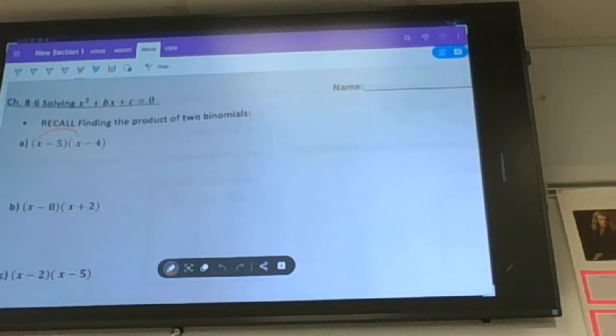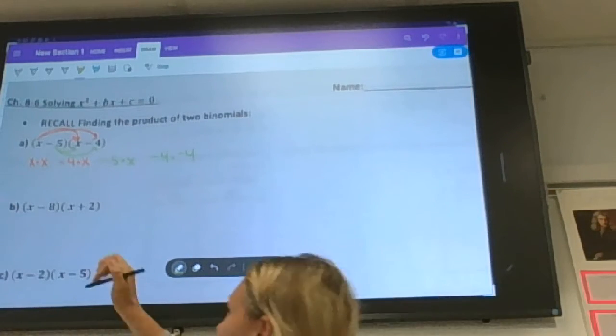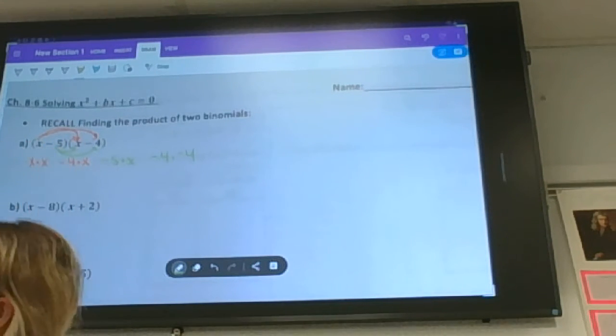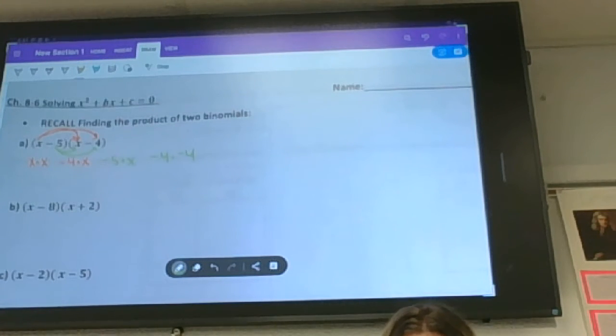So I would do x times x because they're the first two terms. X times -4. So you fully distribute the x. And then you distribute the -5. -5 times x and -5 times -4. So you cover up the -5 and you multiply the x in, and then you cover up the x and you multiply the -5 in. So the product of x times x is x squared.